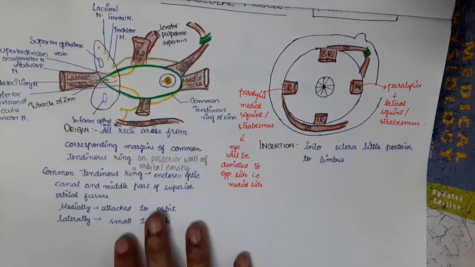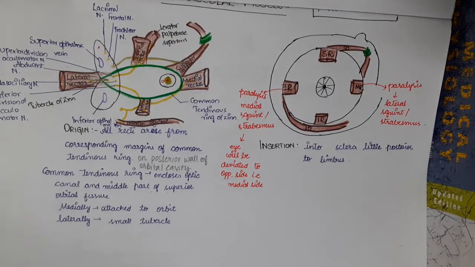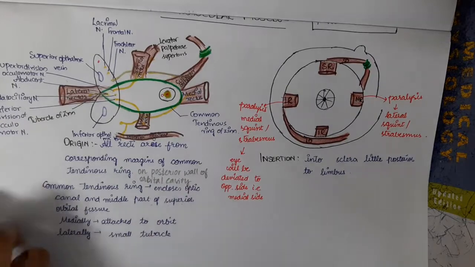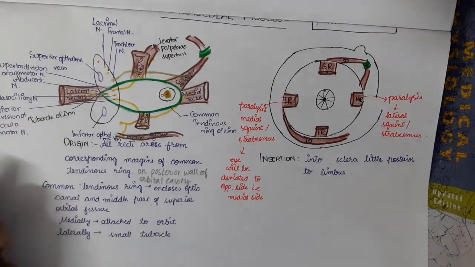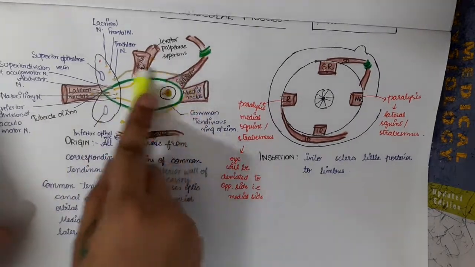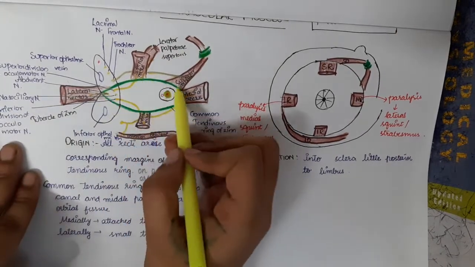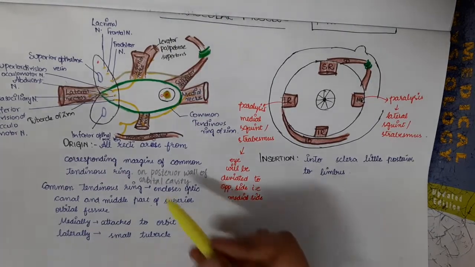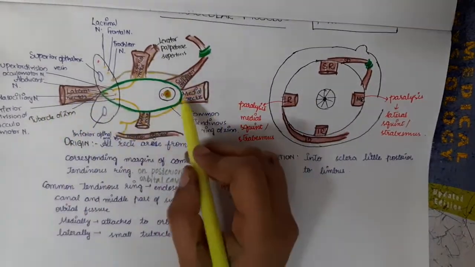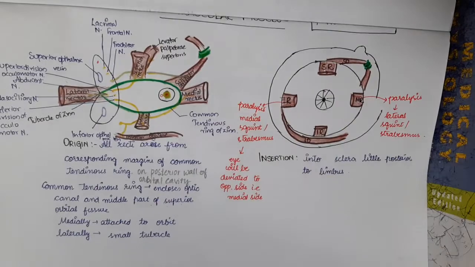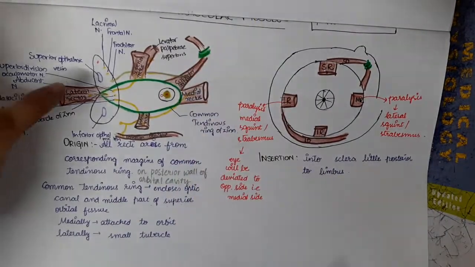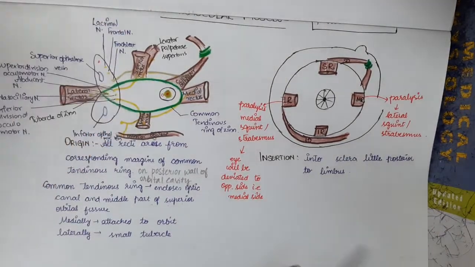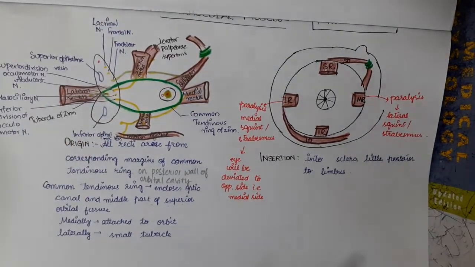The next thing is origin of muscles. So eye muscles origin. All the recti will originate from a common tendinous ring of Zinn. This ring which you can see green colored is the common tendinous ring of Zinn. From that the superior rectus, lateral rectus, medial rectus, inferior rectus and also superior oblique muscles will get their origin from this central tendinous ring of Zinn.